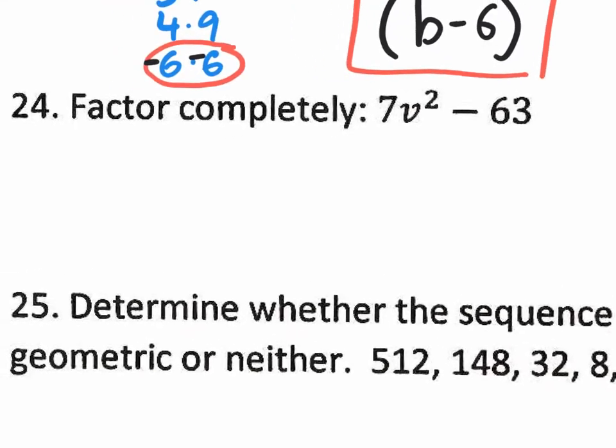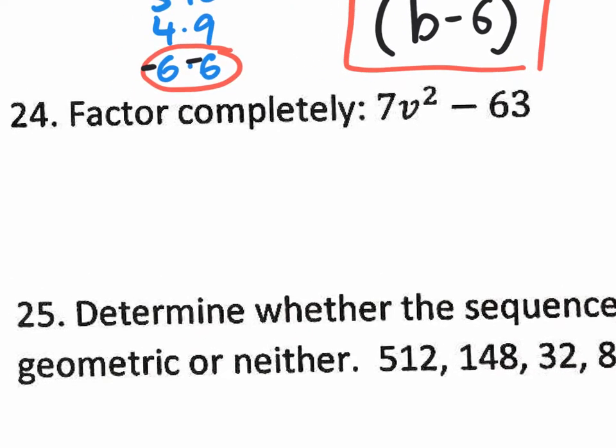Factoring completely. All right, so factoring. We always want to start out with the first method of factoring that we learned. What was that first method of factoring? Anybody? What was the first type of factoring we learned? GCF. So we're going to pull out the GCF. What's the GCF? 7. If we pull out a 7, what would be left on the inside? B squared minus 9.